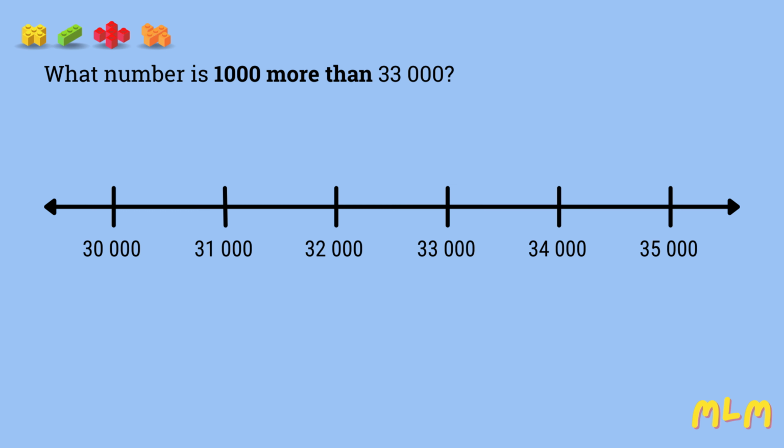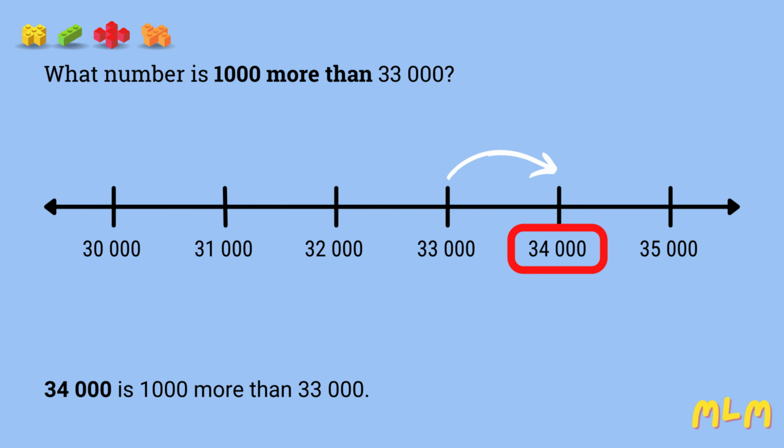Let's have this example. What number is 1,000 more than 33,000? Let's count on from 33,000 in steps of 1,000. 33,000, 34,000. 34,000 is 1,000 more than 33,000.